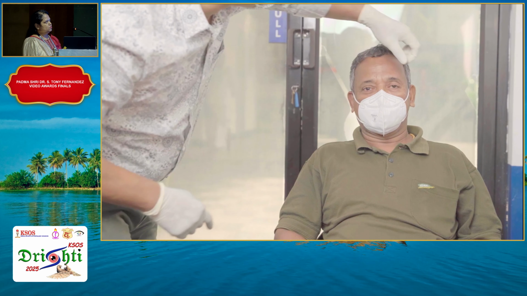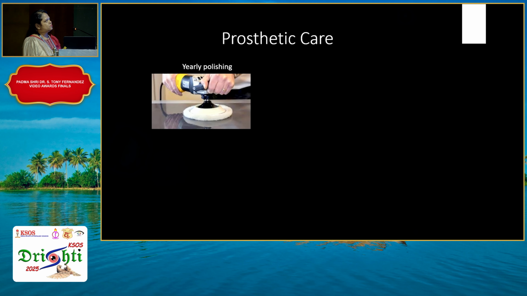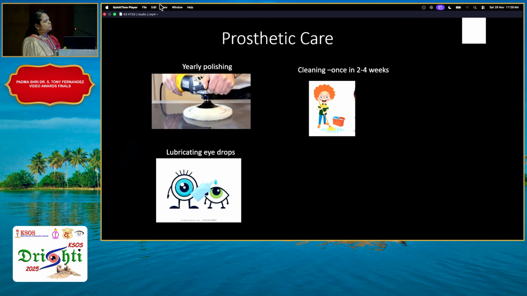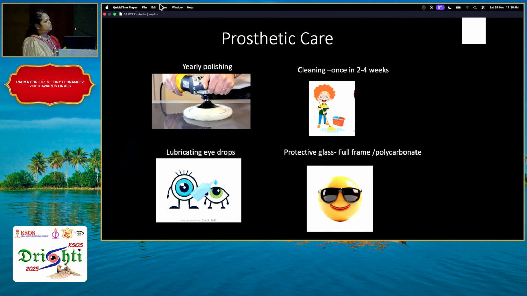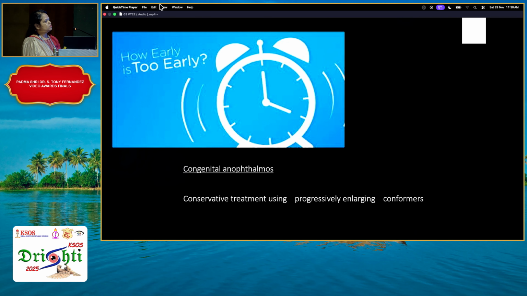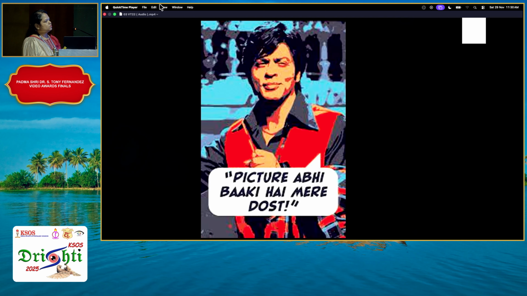The journey doesn't end with just fitting the prosthesis. The prosthesis needs to be taken care of, and yearly polishing is mandatory. The prosthesis needs to be cleaned once in 2 to 4 weeks. Protective glasses made of polycarbonate should be used to protect the normal eye at all times. So how early is too early? In congenital anophthalmos, conservative treatment using progressively enlarging conformers should be started as early as possible, within weeks after birth.